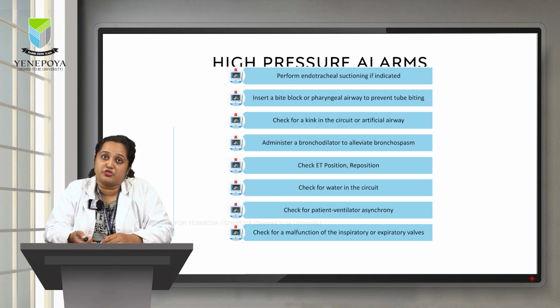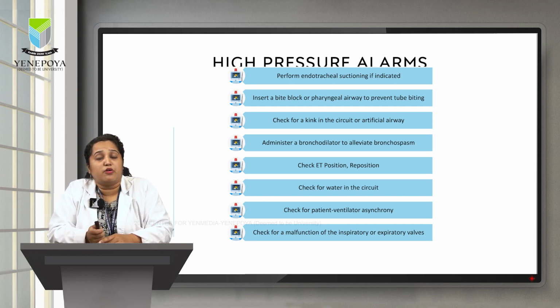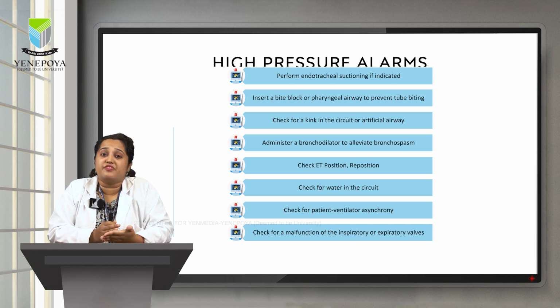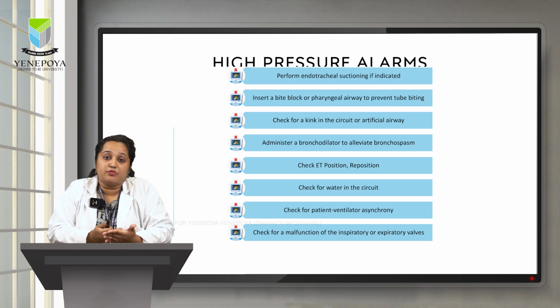So how do we troubleshoot this? These are the following steps that need to be performed. Perform the endotracheal suctioning if indicated. Insert a bite block or pharyngeal airway to prevent the tube biting. Check for a kink in the circuit or the artificial airway. Administer a bronchodilator to alleviate bronchospasm. If there is bronchospasm, then you can definitely administer a bronchodilator and the peak pressures will automatically come down. Check the ET position, and if it is dislodged, reposition it.